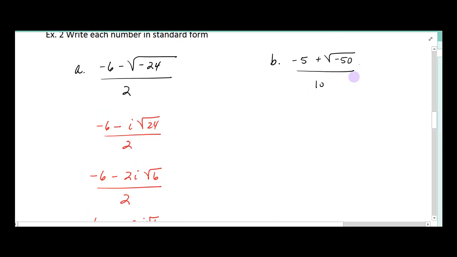So I want you to try this one. It's a little more complicated, but try this and we'll come back together and compare our answers.